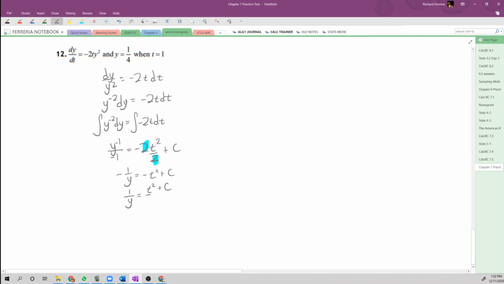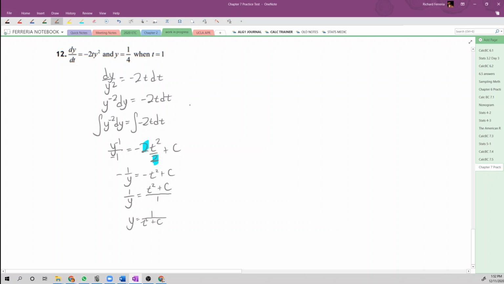Next, we're going to put this on top of 1 because we have to take the reciprocal of the entire left side. And if we take the reciprocal of the entire left side, we have to take the reciprocal of the entire right side, not just one part of it or the two parts added together. So reciprocal over here is y. Reciprocal of the entire right side is 1 over t squared plus constant. And that's our general solution.